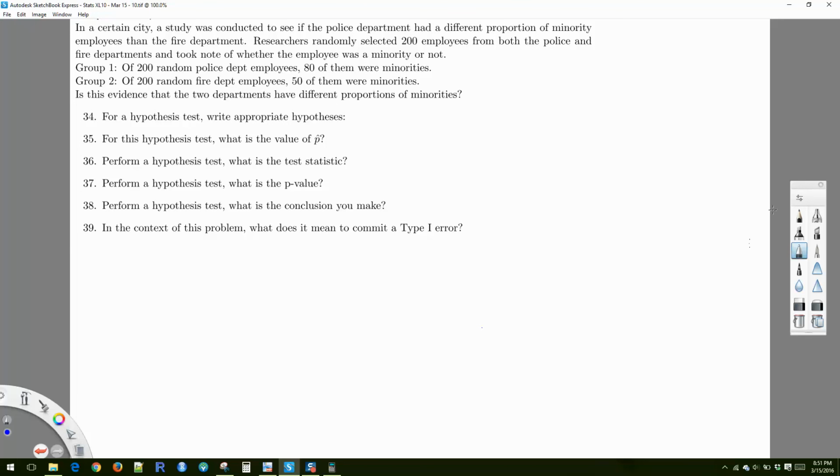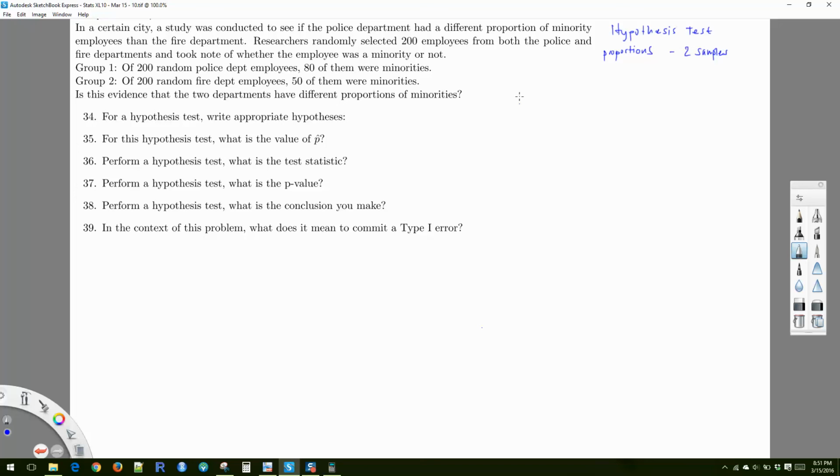All right, 34 through 39. Okay, we're looking at the police department and the fire department, and we're going to see how many have the proportion of minority employees, and we're going to do a hypothesis test. Okay, are we dealing with means or proportions? Okay, we got proportions, because we have p hat here, but also whether someone is a minority or not, that's a categorical variable. And how many samples do we have? We have two samples. We've got the fire department and the police department.